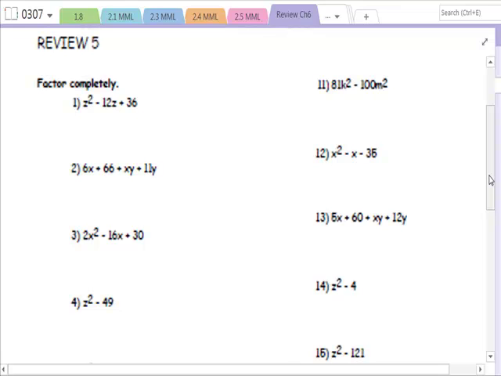All right, for each one of these problems, I'm going to go through and say exactly what my brain is, what I ask myself, because that's what you need to do. All right, problem number 1. The instructions say factor completely. I have z squared minus 12z plus 36. Question 1, is there a common factor? No. Okay, no common factor. Second question, how many terms are there? There are 3.